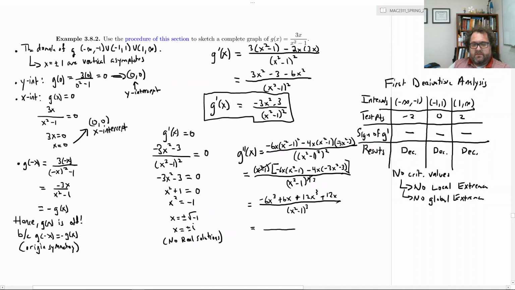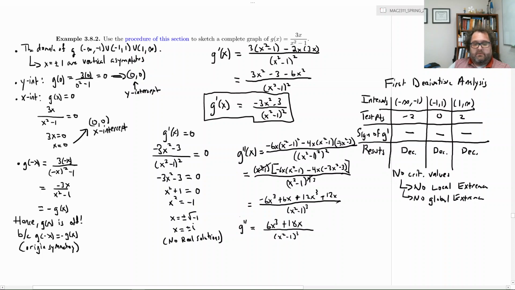Equals, this took a little more work than I thought it was going to take. On the denominator, x squared minus 1 cubed. And on the top, we have negative 6x cubed and positive 12x cubed. So that is what? Positive 6x cubed. Then we have 6x plus 12x, that's plus 18x. Okay, cool. Now, what do we do with that second derivative?